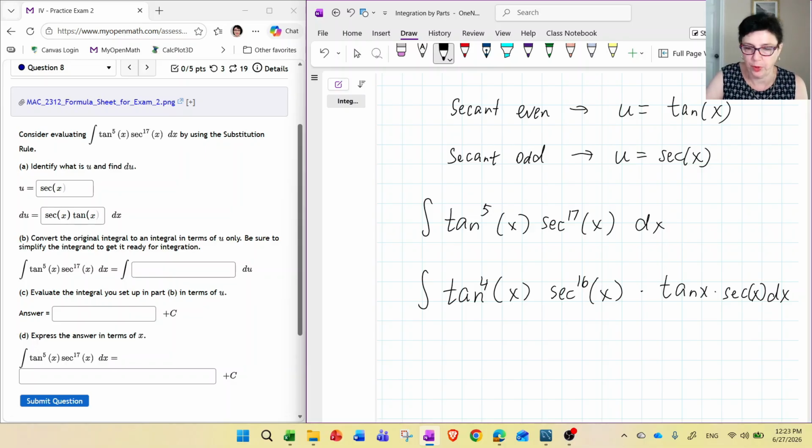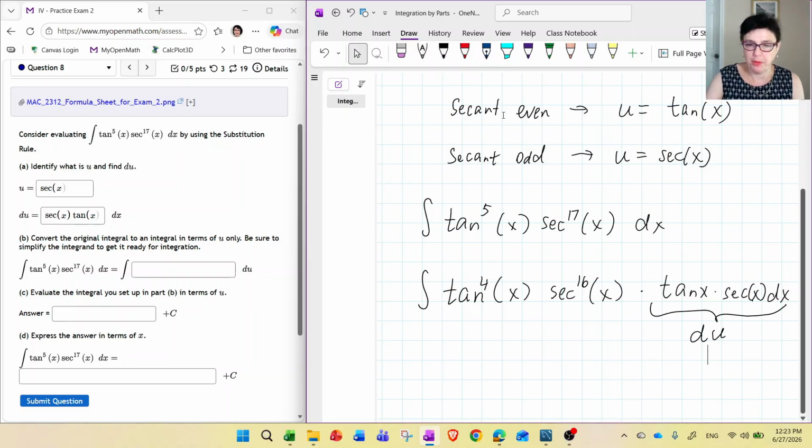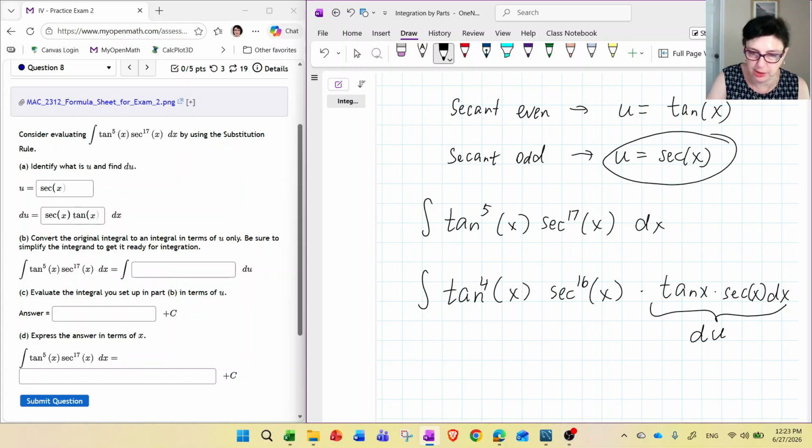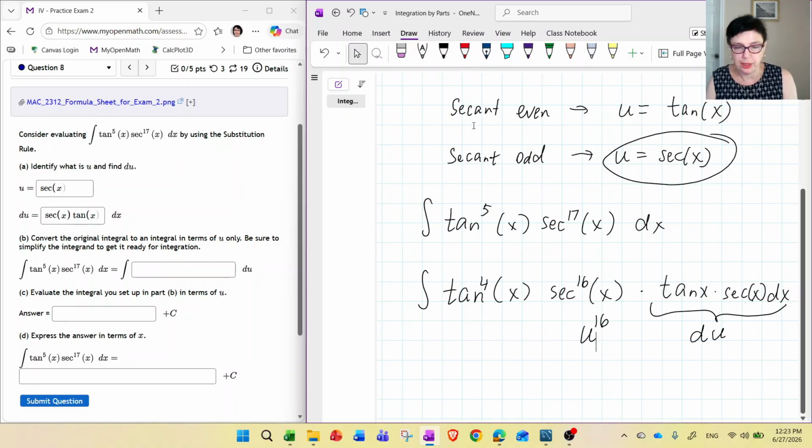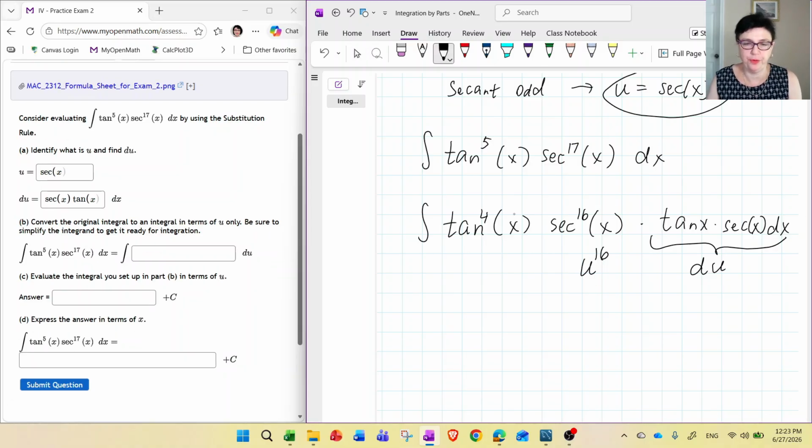Why did we do that? Well, because this part right here will now become du, which is what we want. Now remember that our substitution is secant, so secant to the power 16 becomes u to the power 16. But what about that tangent to the 4th? How are we going to express that in terms of u?